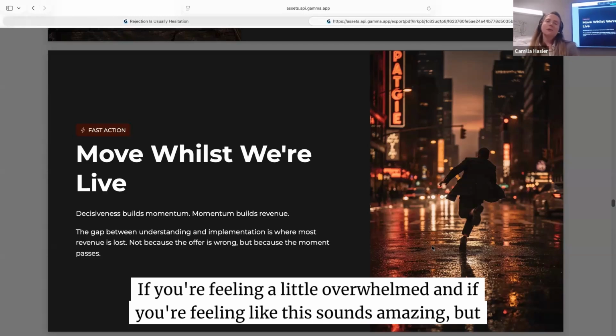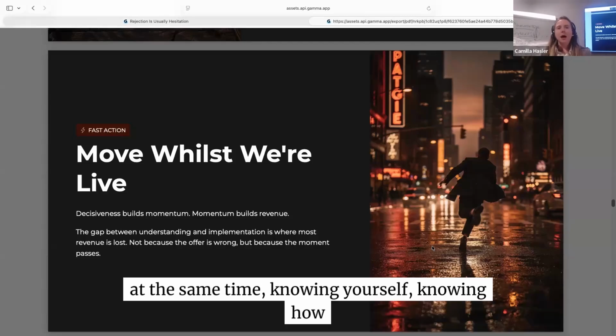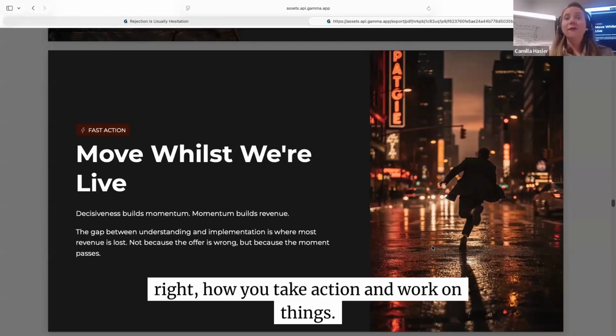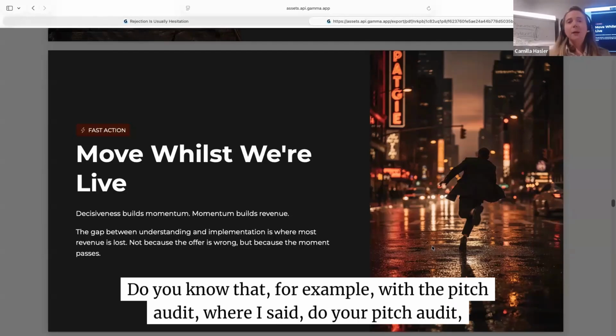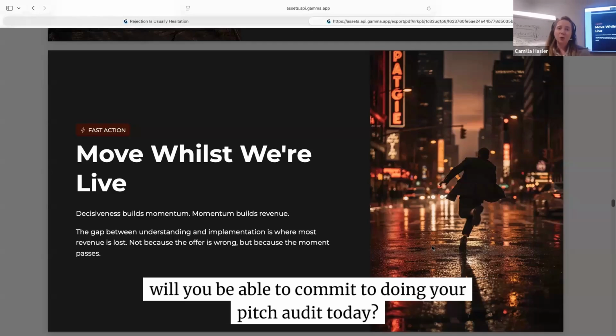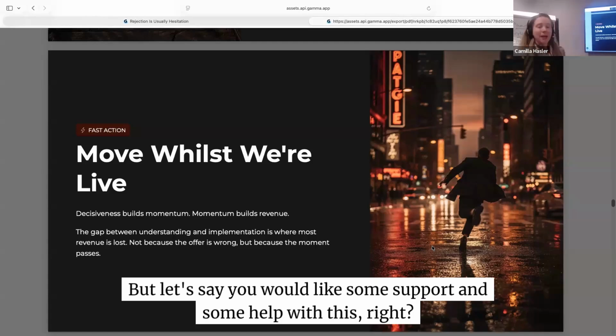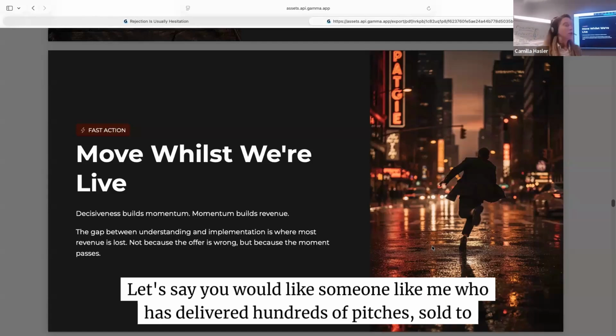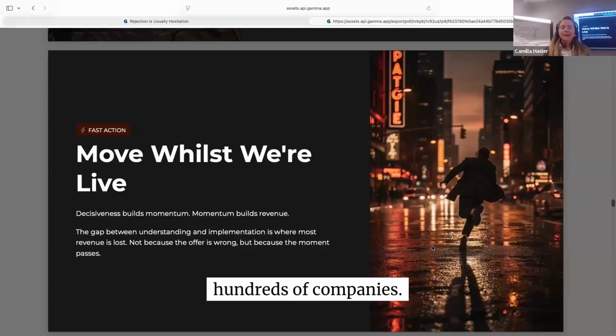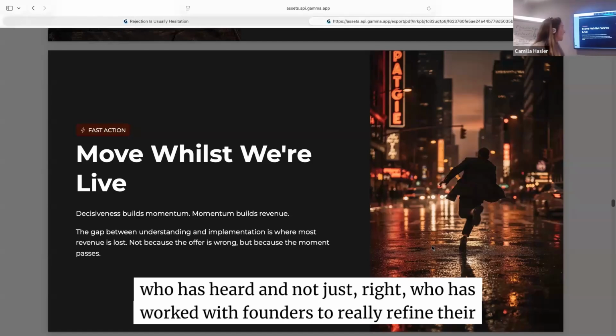If you're feeling a little overwhelmed, and if you're feeling like this sounds amazing, but at the same time, knowing yourself, knowing how you take action and work on things, do you know that, for example, with the pitch audit, where I said do your pitch audit, will you be able to commit to doing your pitch audit today? Because that is the first step. So do your 7-minute pitch audit. But let's say you would like some support and some help with this, right? Let's say you would like someone like me who has delivered hundreds of pitches, sold to hundreds of companies, who has worked with founders to really refine their messaging.